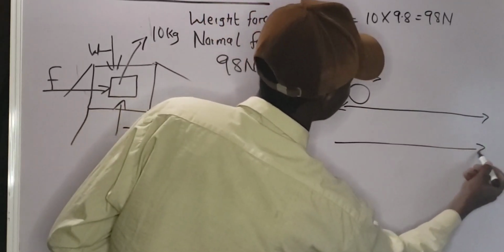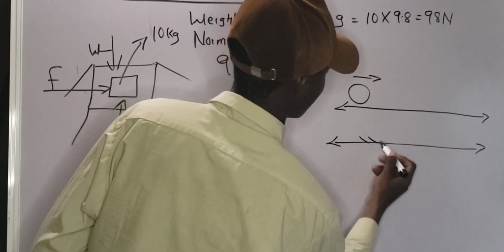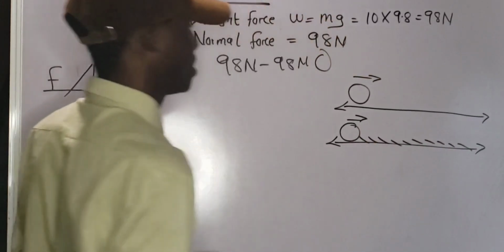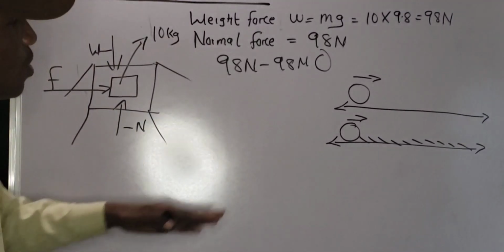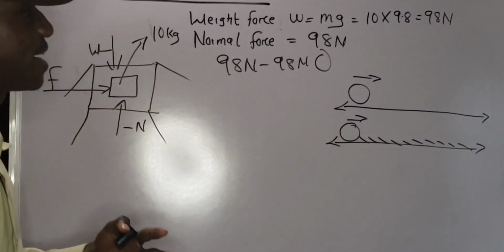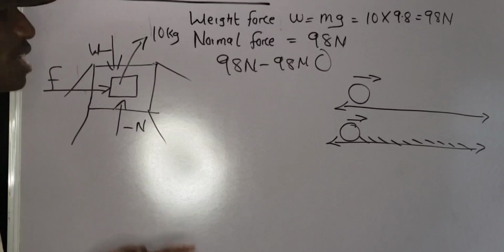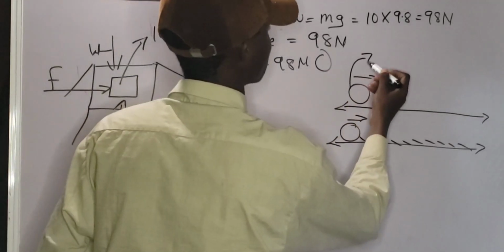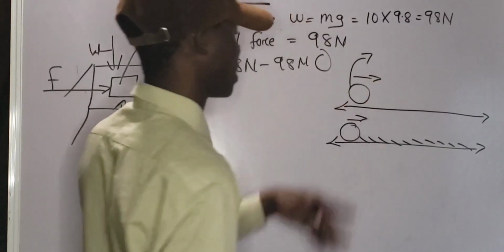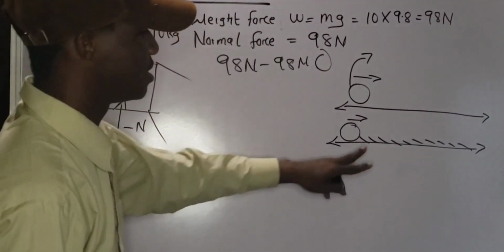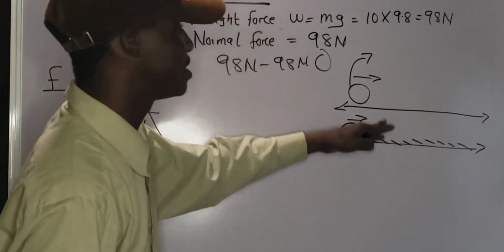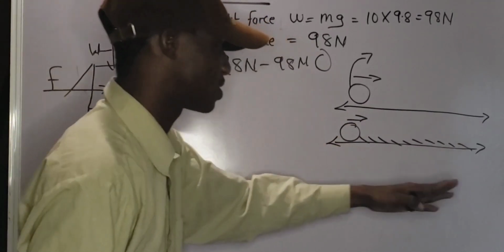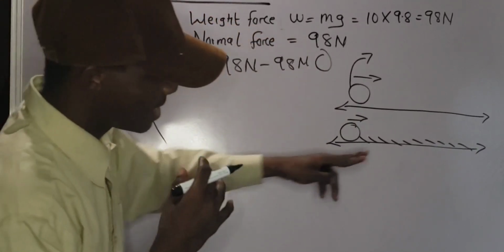Let's say I have another surface, a rough surface now. I roll this ball in the same direction. Now, let me ask you, which of these balls will cover a large distance? Of course, this is the ball that will cover a long distance. The reason is because this is a rough surface and this is a smooth surface.